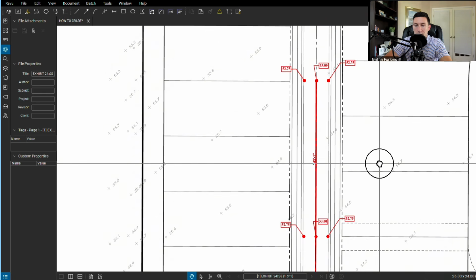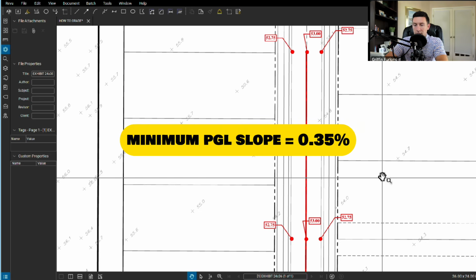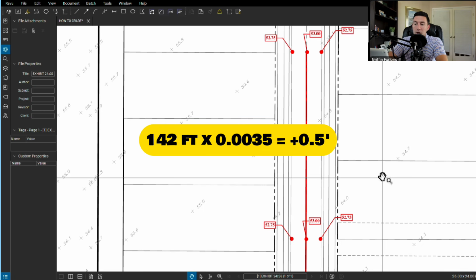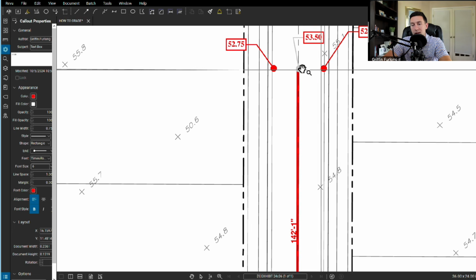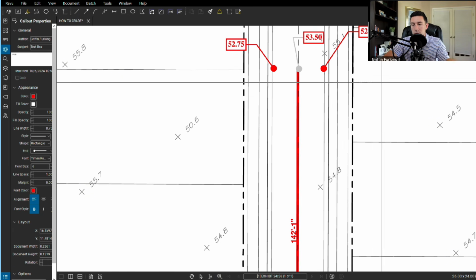Pretty dang close. So the minimum slope was what again? 0.35. So let's take 142 times 0.0035. We are going up about half a foot. And then what do we go down again? If we're going down on a cross slope, we go down 0.24. So 53.5 minus 0.24 is 53.26.